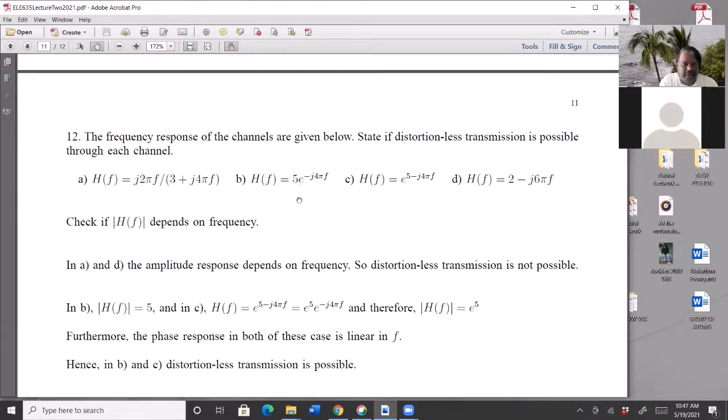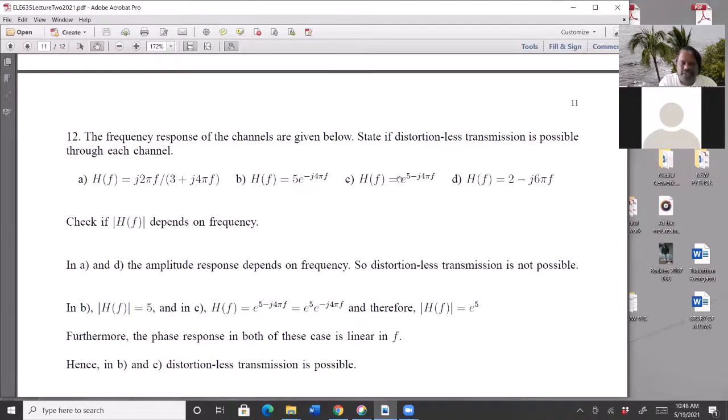Let's consider the second one. The magnitude is 5, and let's consider this one. To find the magnitude of this, we can write this expression as e to the 5 times this, therefore the magnitude is e to the 5. So the amplitude response here is flat at 5, and the amplitude response here is flat at e to the 5. So these two are good candidates, but we also have to check the phase response. The phase response is minus 4 pi f, which is linear in f. Here too, minus 4 pi f, which is linear in f.